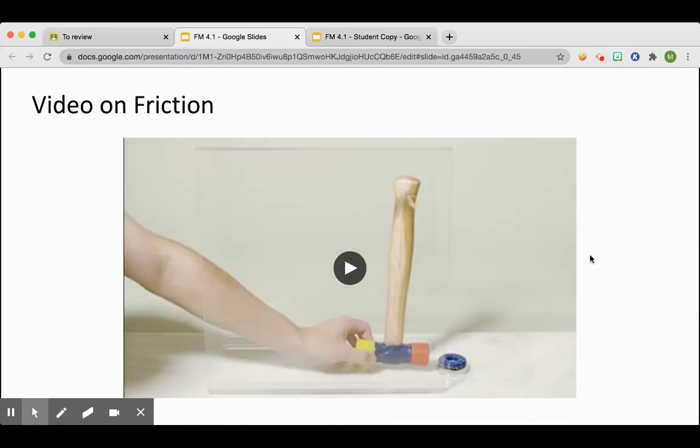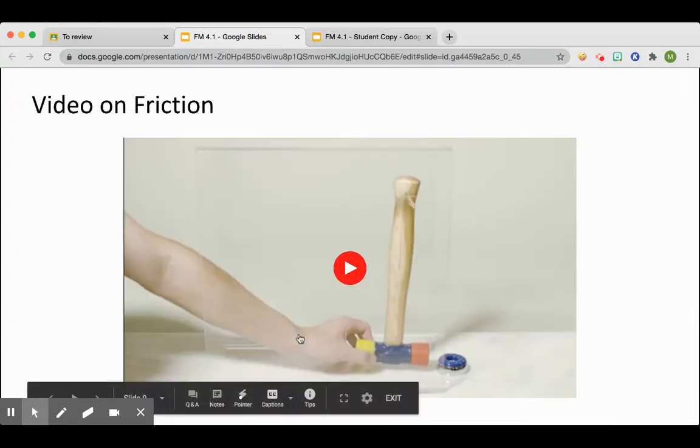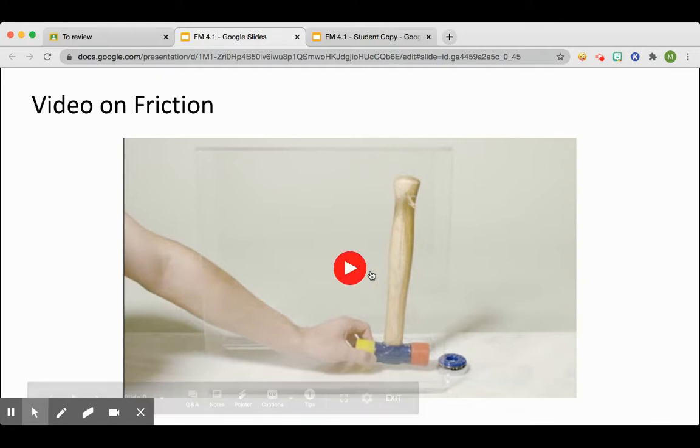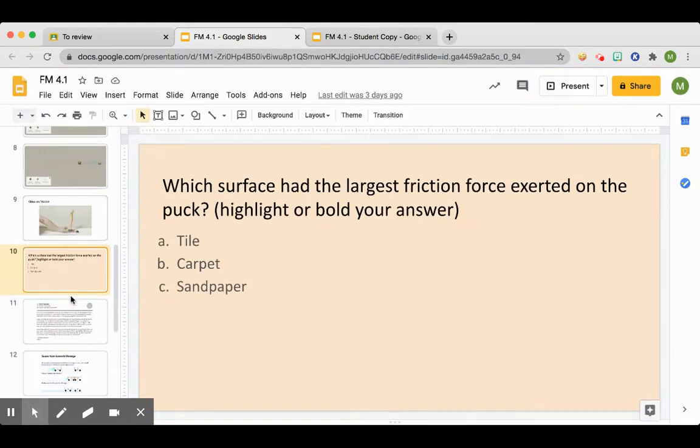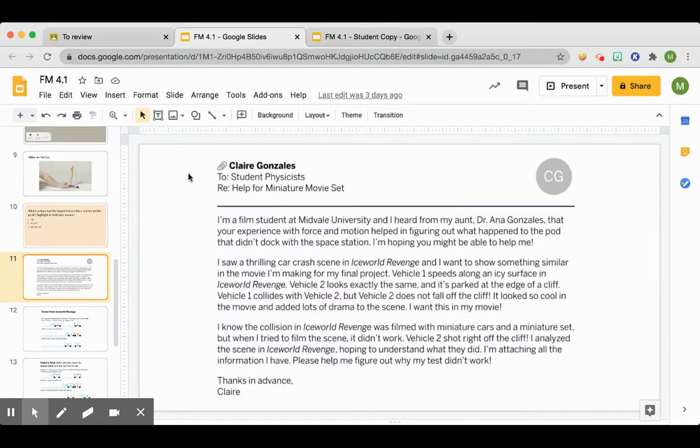After you're done watching my video, watch this video on friction. You need to watch it to answer the question here. And then you'll need to read about Claire. Basically, she is trying to recreate a scene on a miniature level, and she's not understanding why hers is different than the one she's seen in the movie. So read this over to get a little background about Claire's issue.